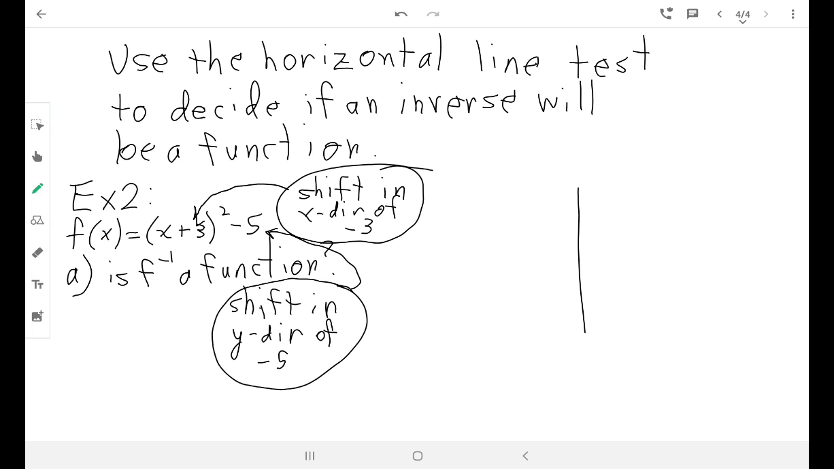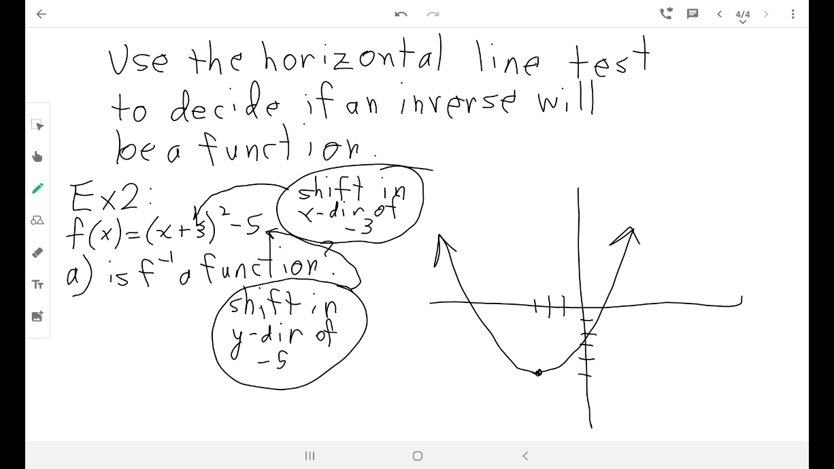So what happens is I keep in mind the parent function, which is a basic parabola, because this is a second-degree polynomial. It's a parabola. It's quadratic. Lots of different names for this because it's relatively important. I shift the x part of it by -3. I shift the y part of it by -5. That puts my vertex right there. And then other than that, it looks like a parabola.